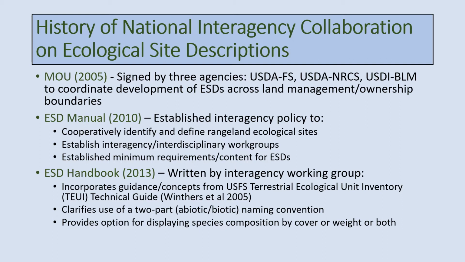This was followed by a handbook written in 2013 which serves as a technical guide for ESD development. It incorporates guidance and concepts from the U.S. Forest Service Terrestrial Ecological Unit Inventory Technical Guide, as well as NRCS methods for ecological site descriptions, and clarifies the use of a two-part naming convention, one part biotic and one part abiotic.